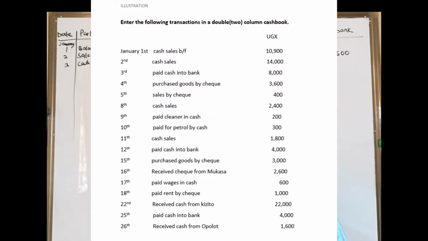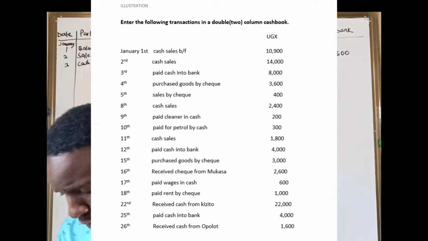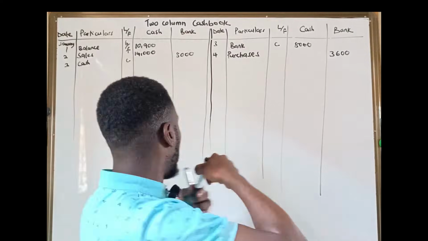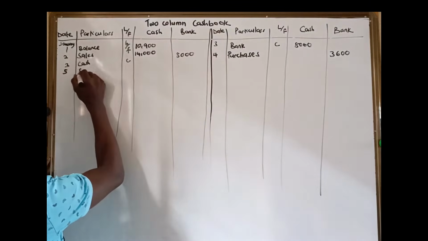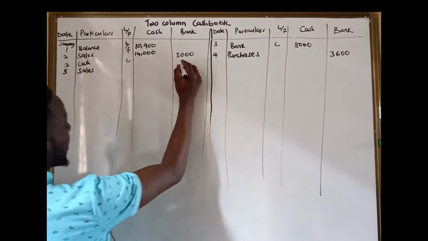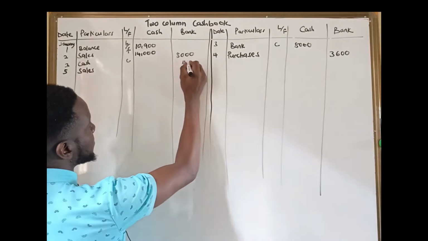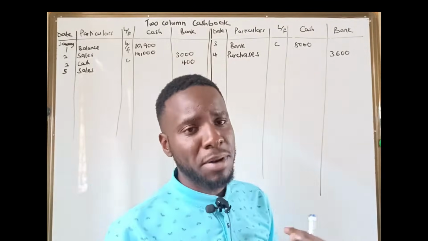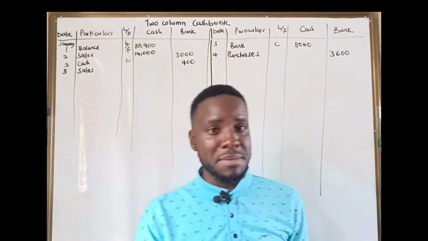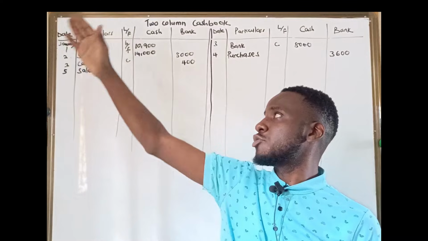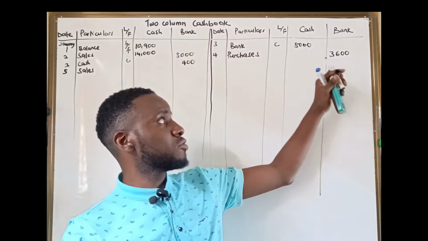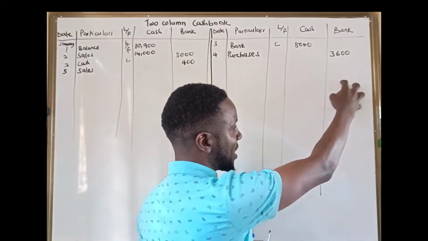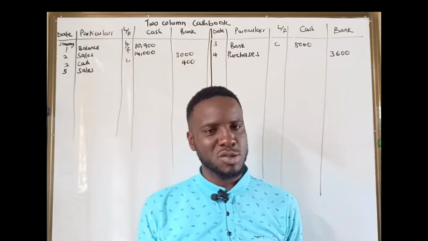Now, our next transaction was on the 5th of January. It says sales by check worth 400 shillings. So we come and say on the 5th, we have sales, and this time it is by check, and they are worth 400 shillings. So you see how it is very, very simple. It's all about knowing where to place which transaction, which one is a payment and which one is a receipt. If it is a receipt, you place it on the debit side. If it is a payment, you place it on the credit side. So the only challenge would be where to place it, either under the cash or under the bank. That's the only thing that's there. So it's very, very simple.